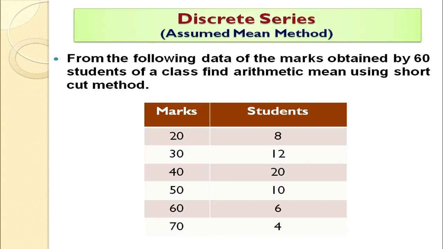Once we know all the steps, now we can take an example to understand it better. This is the example which tells to calculate arithmetic mean by using shortcut method. We know shortcut method is also known as assumed mean method. The question says, from the following data of the marks obtained by 60 students of a class, find arithmetic mean using shortcut method. So, the question is given to us, marks is x, students is f. Let's see how we have calculated mean.